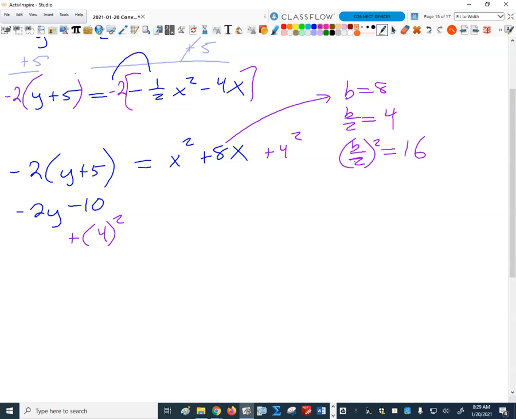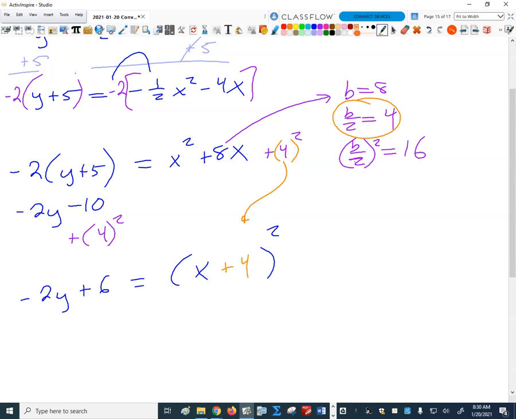And that's going to give us on the left side, if I combine all these terms, negative 2y minus 10 plus 16, which is just negative 2y plus 6. Now what about over here? Well, I already know that I'm going to get x plus half of b, whatever was combined with x. Well, half of b was a positive 4, right?